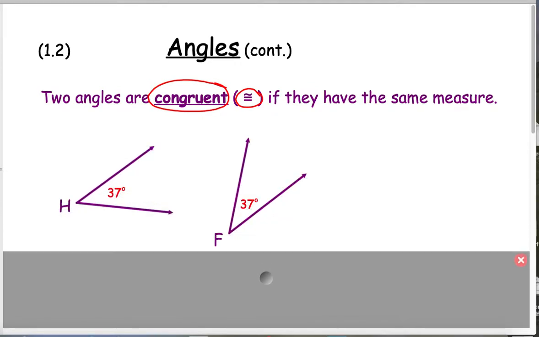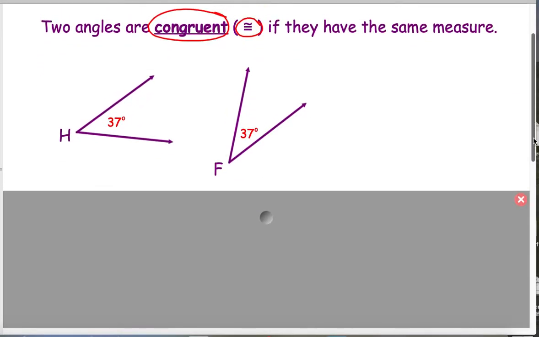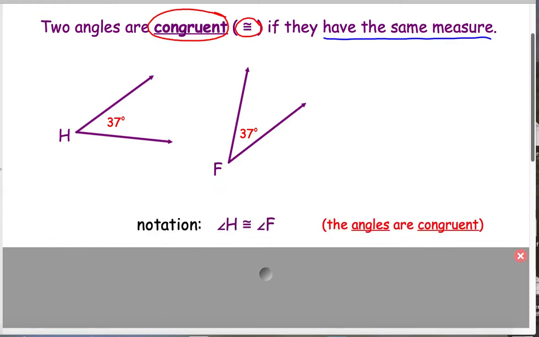So for example, here we have two angles, angle H and angle F. And they're both 37 degrees. So they have the same measure. So that means these two angles are congruent. So how do we write that with notation? Well, we're going to write angle H and then use this congruent symbol to angle F. So that tells you that these two angles are congruent, which means they have the same measure.